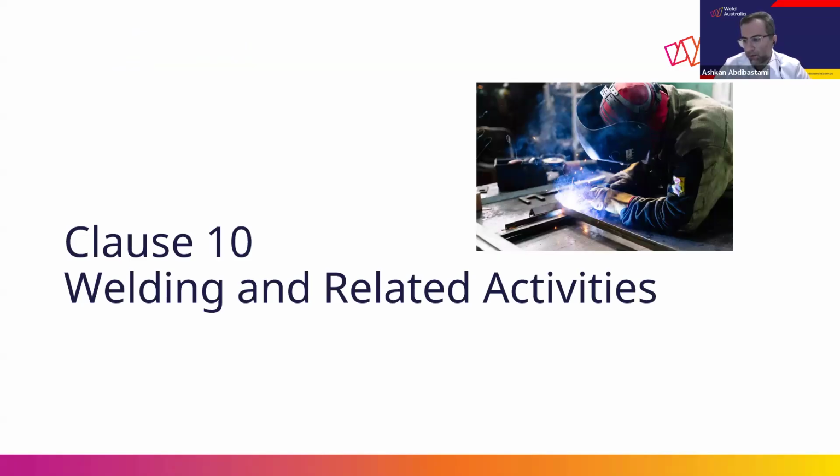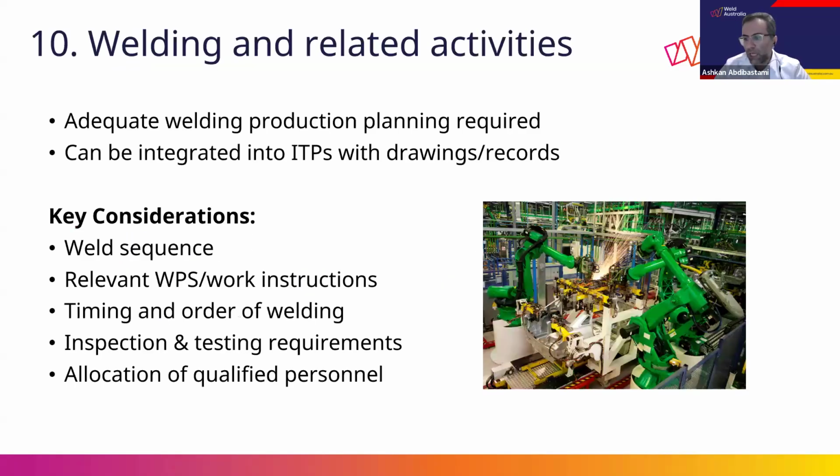And Clause 10, welding and related activities. The fabricator must ensure proper production planning of welding and related activities. In some cases, this planning is integrated into the inspection and testing plan, ITP, which is linked with drawings. Key elements include defining the sequence of welds, referencing the correct WPS or work instructions, organizing the order and timing of welding, specifying inspection and testing requirements, and assigning qualified personnel to each task.